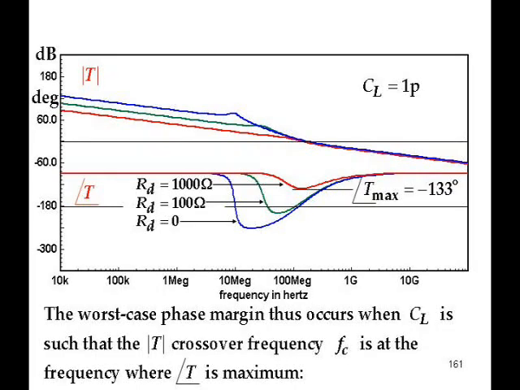Now we have a maximum phase lag of 133 degrees. That means if we were to cross over at that worst case position, the phase margin would be 47 degrees. Well, that's not great, but it's almost okay. So suppose we stay with the RD of 1,000 ohms.